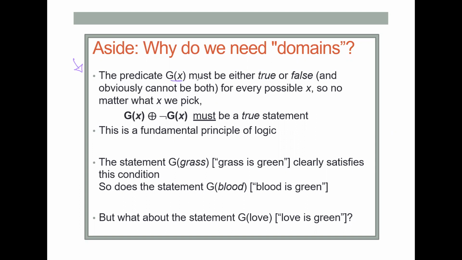The predicate G of X must be either true or false after instantiation. So when you substitute a value for X, you need to be able to calculate the overall truth value to be either true or false. We don't have any other possibility. We have either a value of true or a value of false, which means, ya shabab, if G of X is calculated to be true, its negation, not G of X, will be calculated to false.